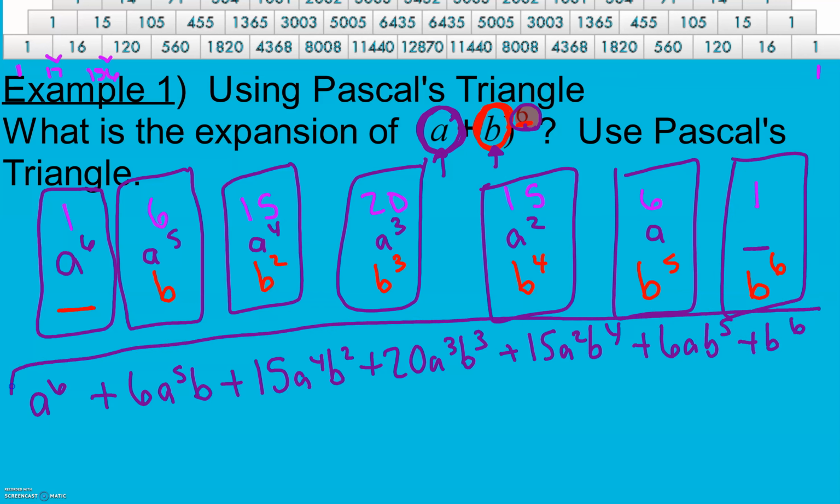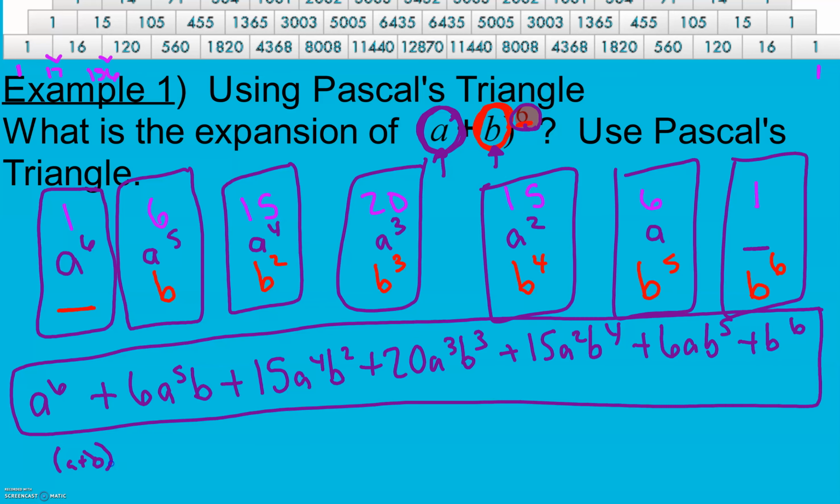So this right here is the polynomial I get when I use Pascal's triangle to expand a plus b to the 6th power. I also could have done that by taking a plus b times a plus b times a plus b times itself, exponent number of times. I could have foiled and foiled and foiled and then distributed those into each other, but that gets to be a lot of stuff to do. So using Pascal's triangle here is very helpful.